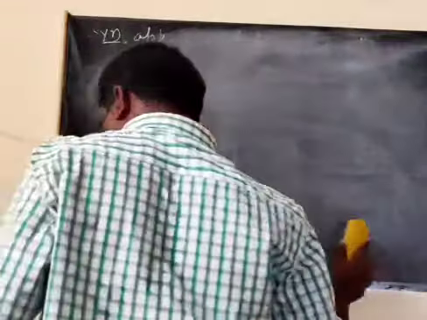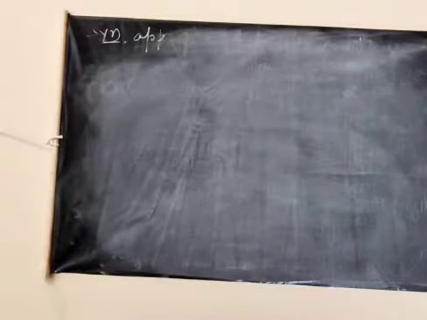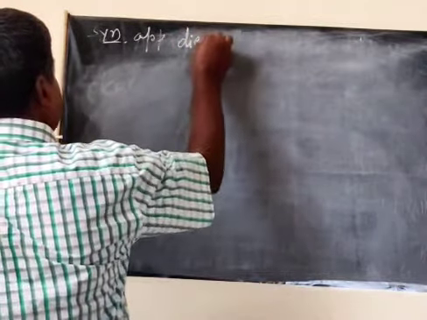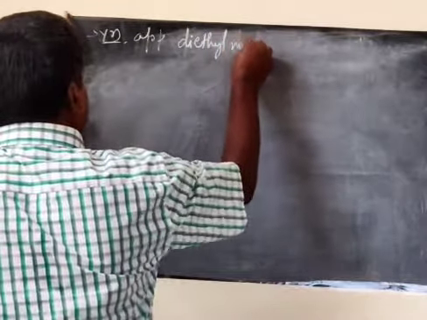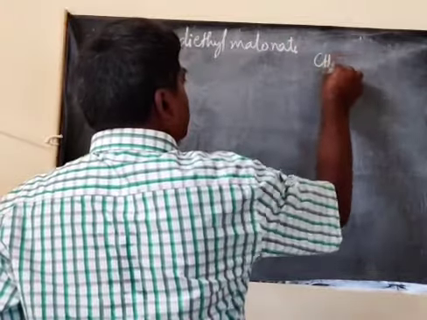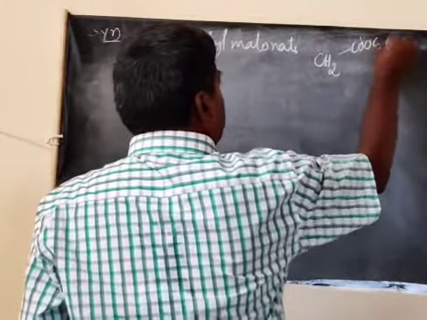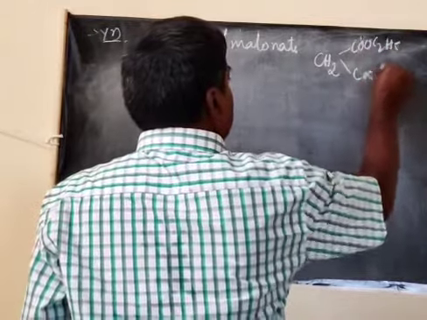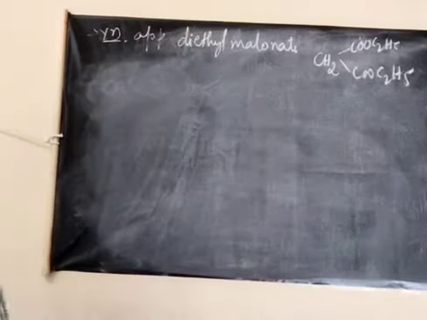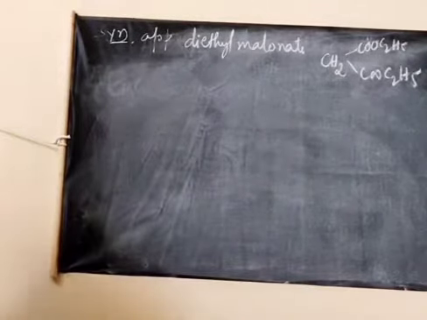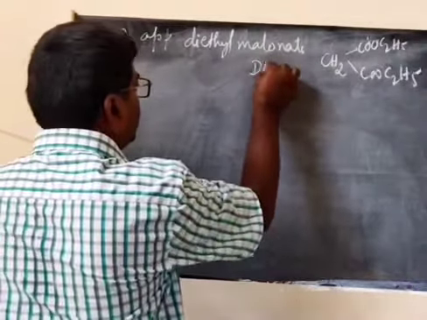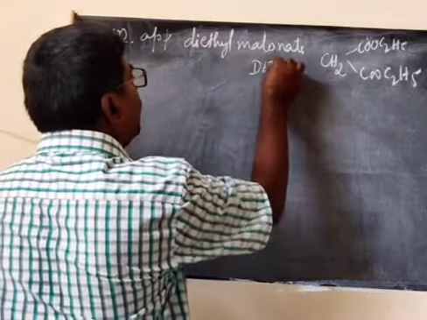Then synthetic applications of diethylmalonate. Diethylmalonate structure: CH2 with COOC2H5 and COOC2H5. So this is the structure of diethylmalonate. It is also named as DEM.